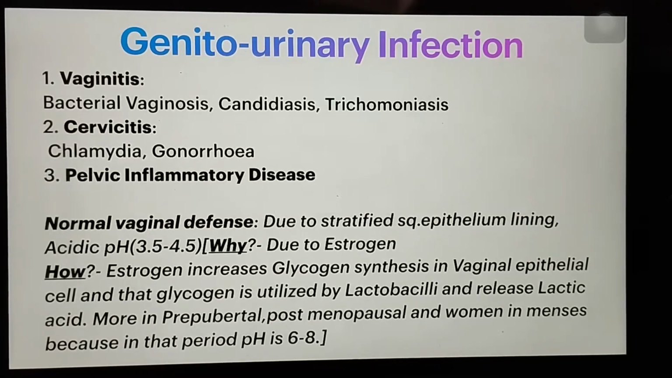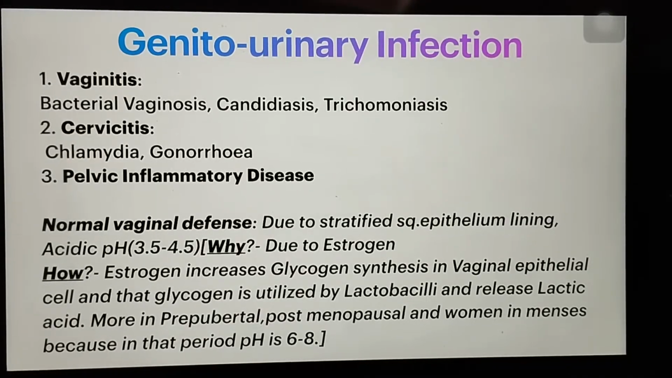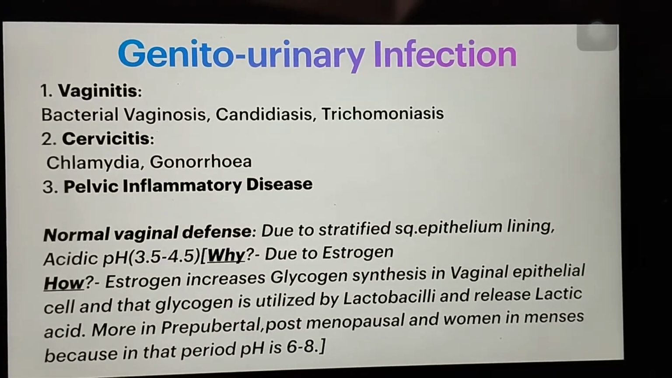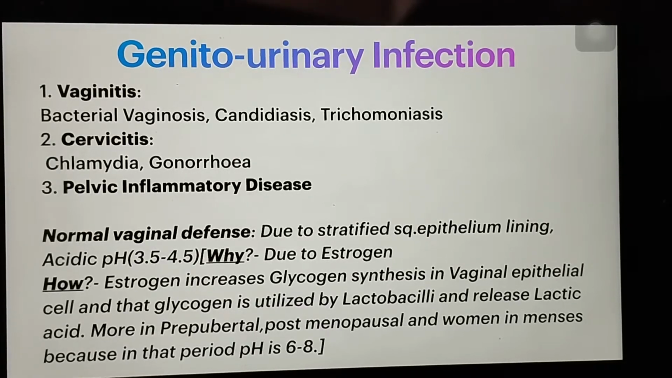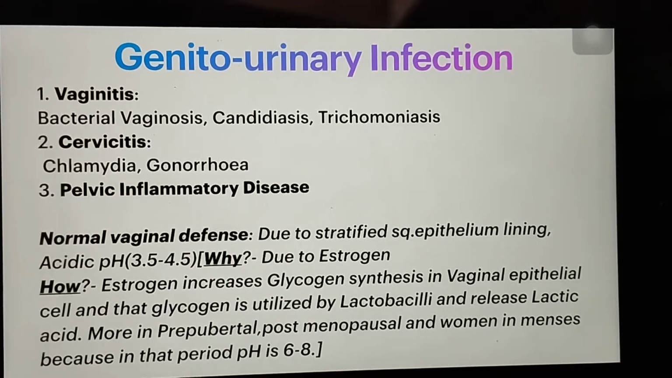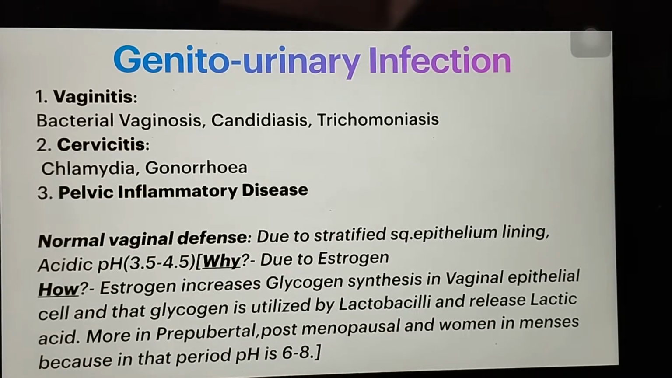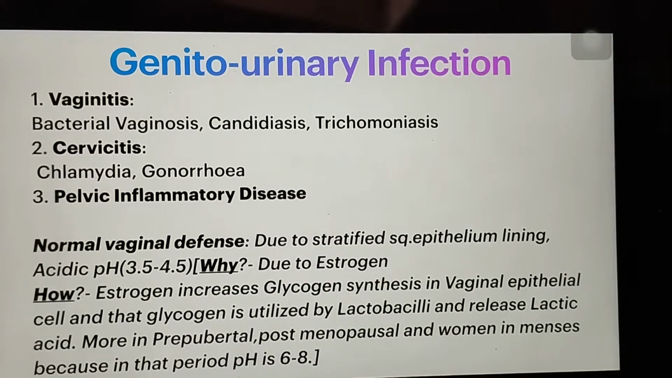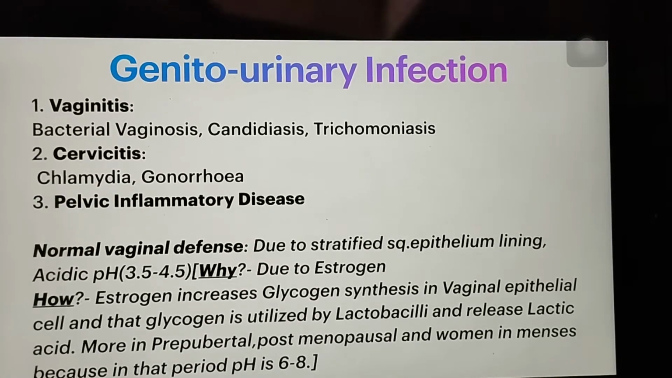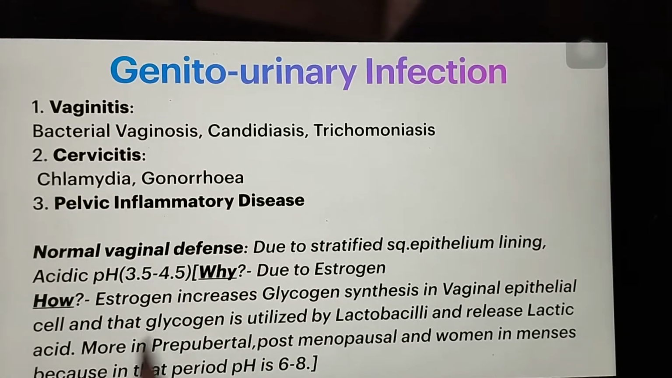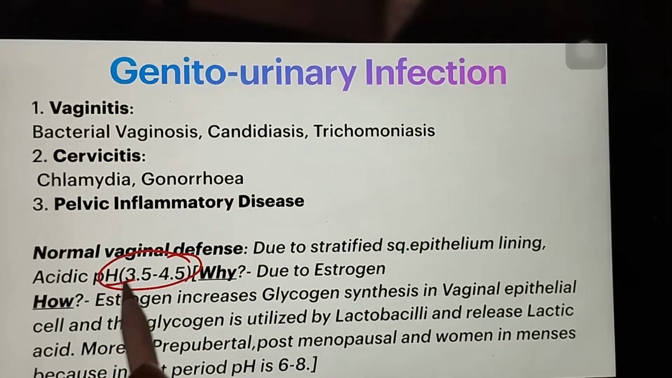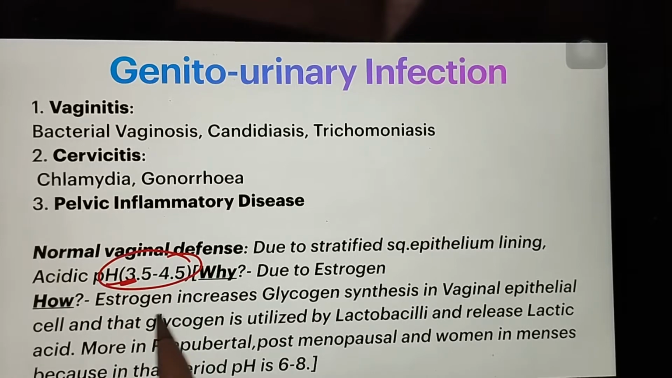So first we have to understand the normal vaginal defense, like why there is no infection in normal condition. There is stratified squamous epithelium lining the vagina, which is one of the protective barriers, and there is acidic pH, so many microorganisms cannot grow there easily. So it acts as the normal vaginal defense. The pH is 3.5 to 4.5, and this pH is maintained due to estrogen.